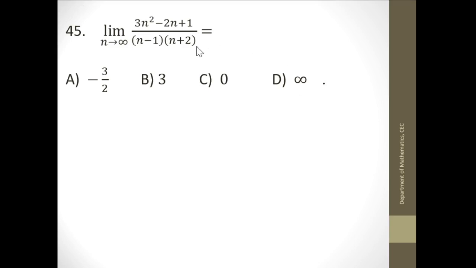If the degrees of the numerator expression and denominator expression are equal, then take the coefficient of the highest degree. Numerator 3n square, ignore the other two. Denominator n into n, n square, 1n square, ignore the other things. So 3n square by 1n square is 3. Answer is 3. Answer B.